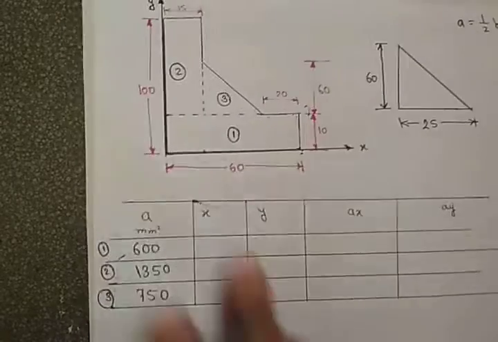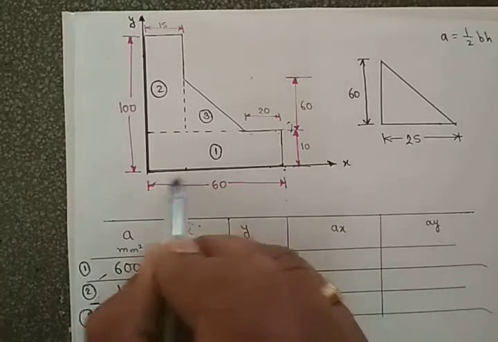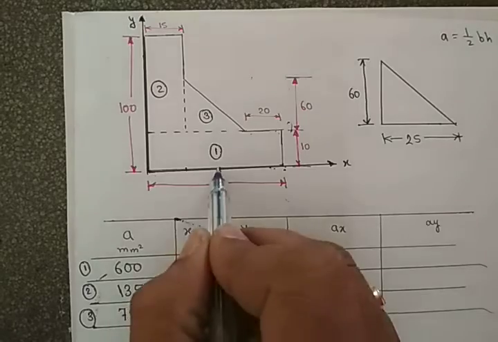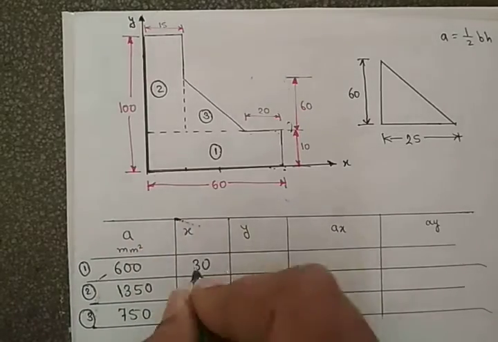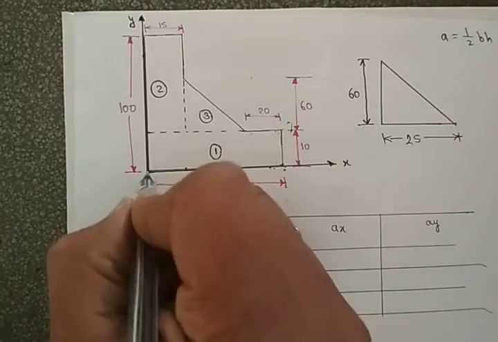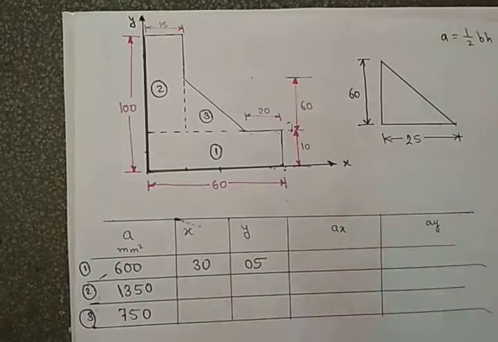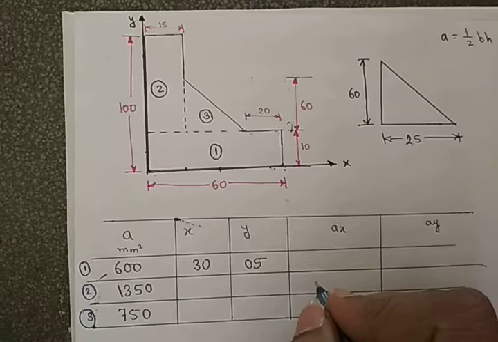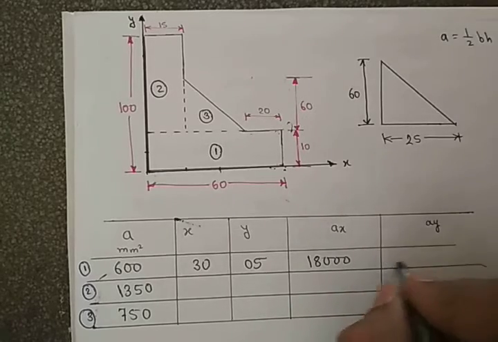Now what is the x of the first figure? The center of the x-axis. What is the center of the x-axis? It is here, so from 0 to here it is 30. Now in the y-axis, what is the thickness of this? It is 10. So from here to here in the y-axis it becomes 5. Okay, and the multiplication of a into x and a into y is 18,000 and 3,000.